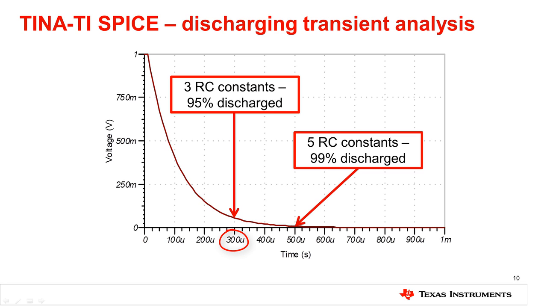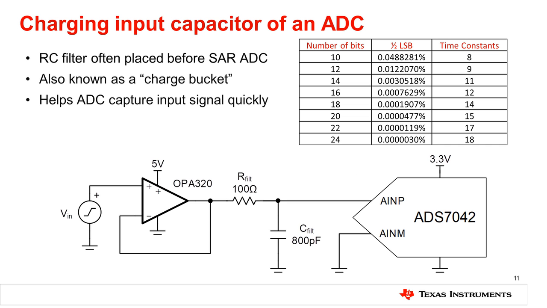After 3 time constants, or 300 microseconds, 95% of the original charge is lost, and the voltage level has fallen to 5% of the initial voltage. In this case, that would be 50 millivolts. Similarly, allowing 5 time constants, or 500 microseconds, to pass will leave only 1% of the original voltage across the capacitor. To conclude our discussion on the transient response of an RC circuit, we provide a real-world example.